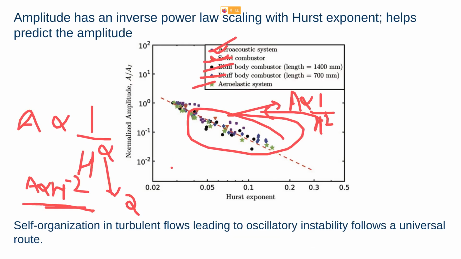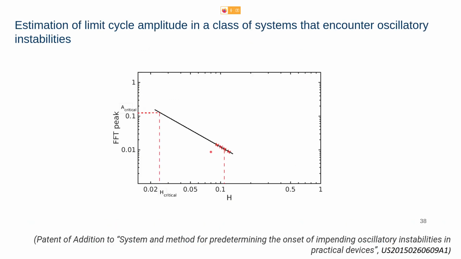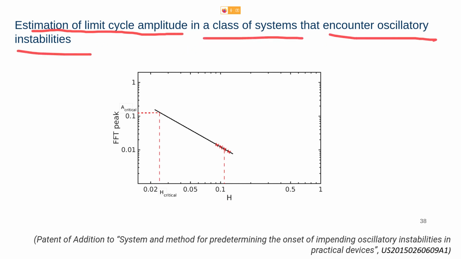Now once you get a universal law like this, what is the use of using it in a given system? It is the estimation of the limit cycle amplitude in a class of systems that encounter oscillatory instability. So any kind of system that exhibits these kinds of oscillatory instabilities, this power law can be used.